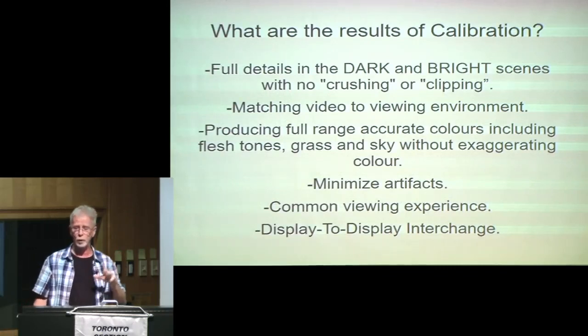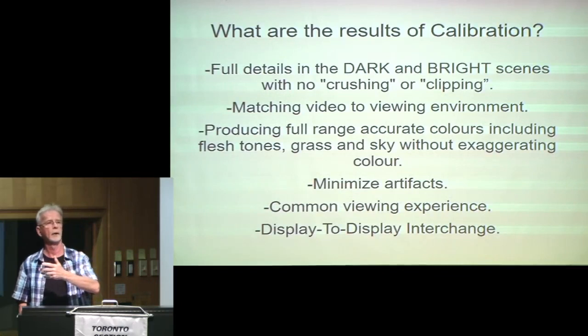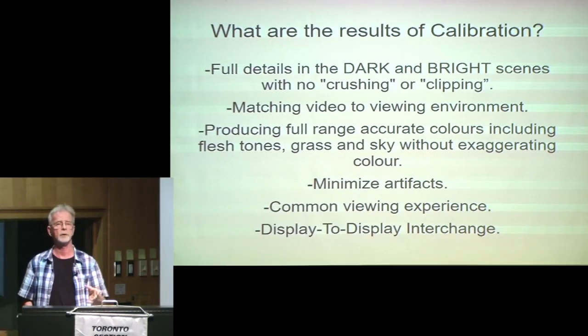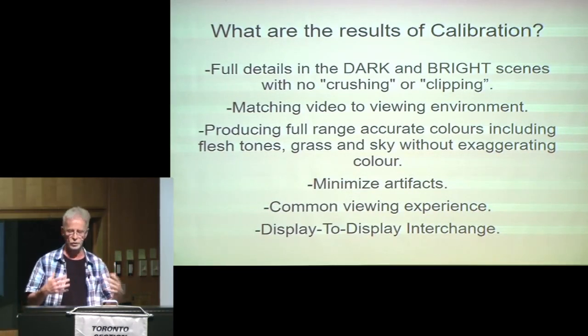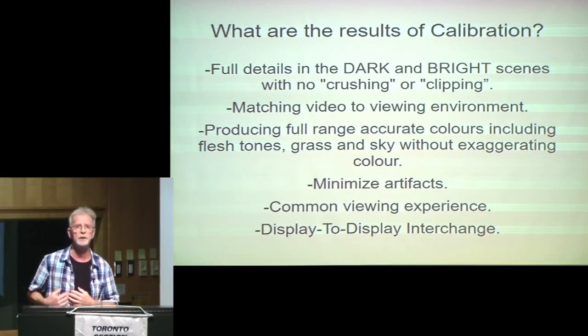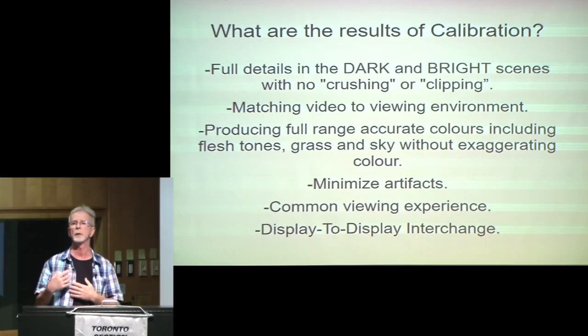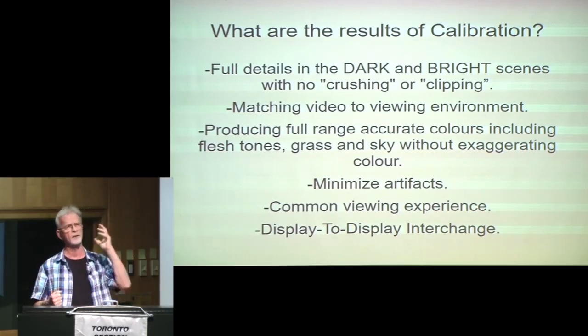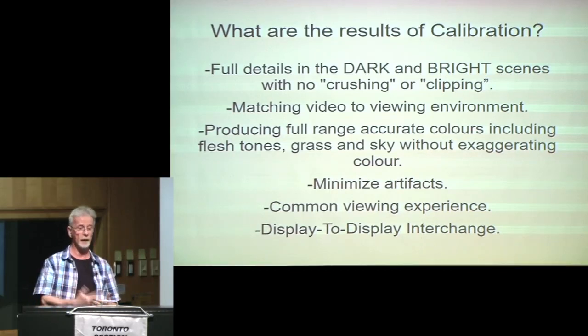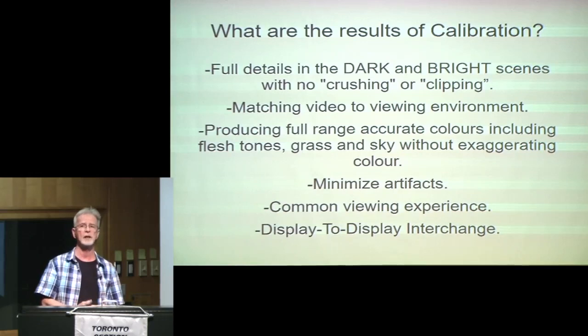So the results are going to be, we want to be able to see everything in the dark and everything in the bright area without any clipping, without any crushing. So somebody with a black shirt, you should still be able to see the texture of the shirt. You should be able to see stitching on it. If he's got a white shirt, it should be the same thing. If it's just flat, there's no detail, same thing with clouds. If clouds just look flat, like an outline, you're losing data. And if data is important to you, you want to be able to see your data.